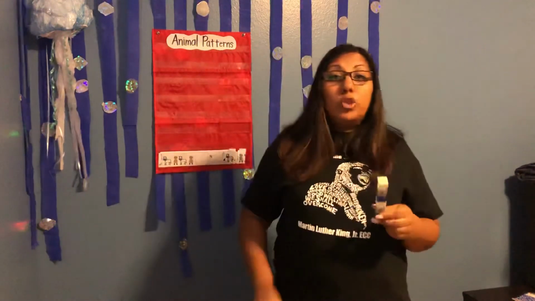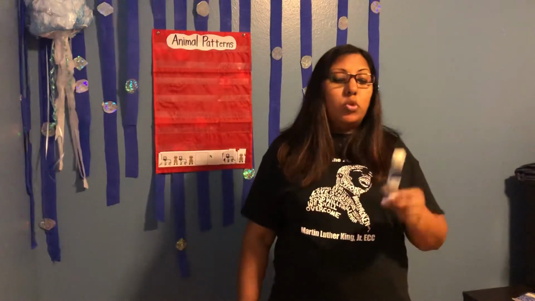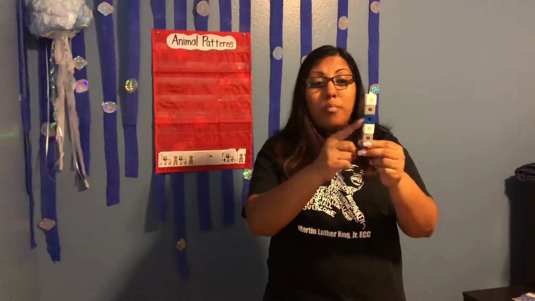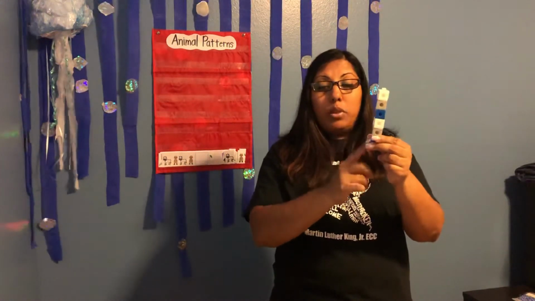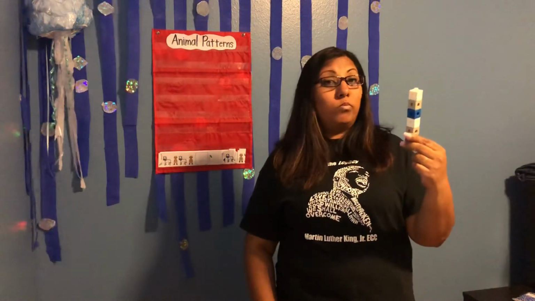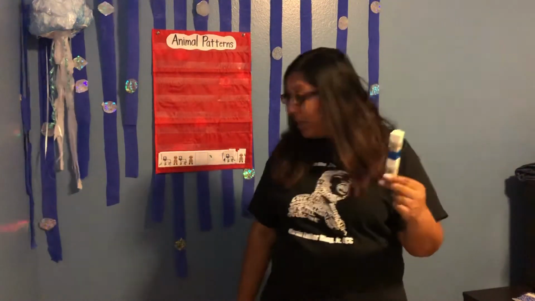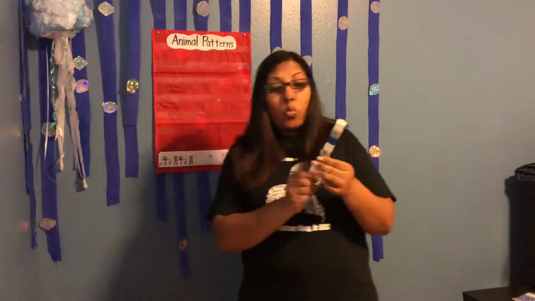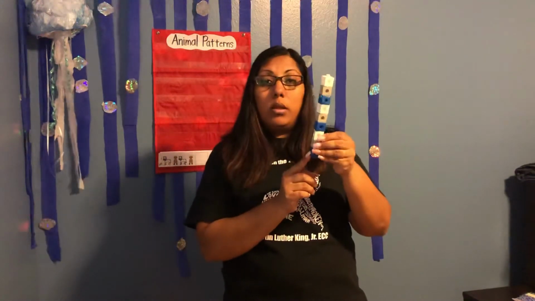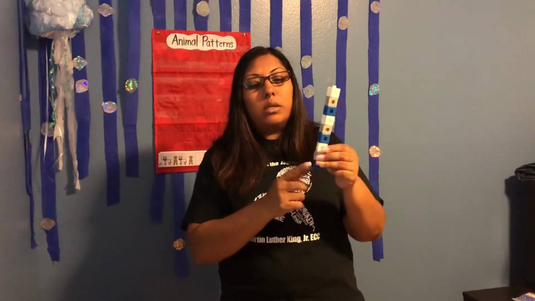And we're going to move on to the ABC pattern, which has three different colors. Okay, we have white, gray, blue. White, gray, blue. What color comes next? Yep, I think it's white too. So, white, gray, and blue. Okay, let's say that pattern one more time. A, B, C, A, B, C, A, B, C.